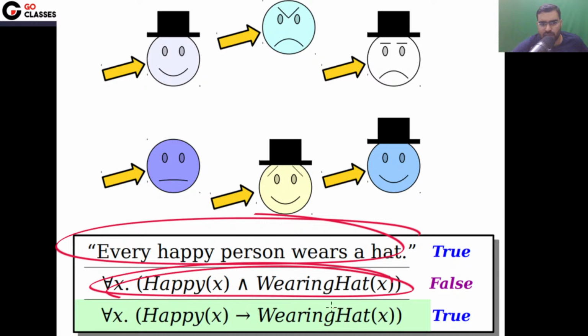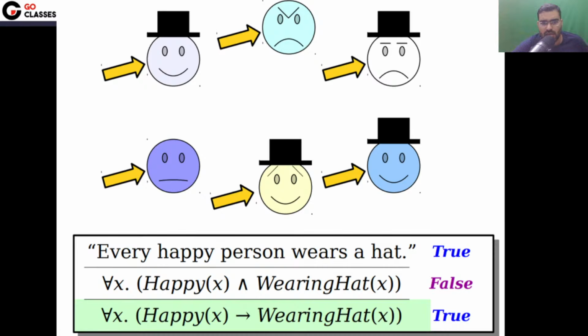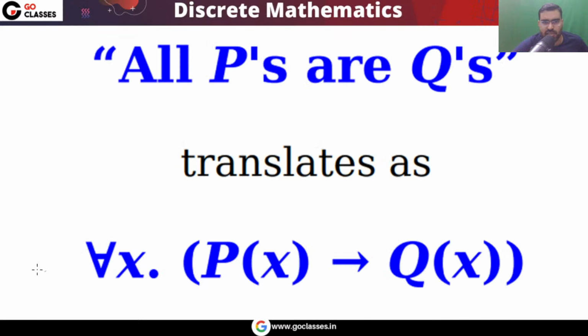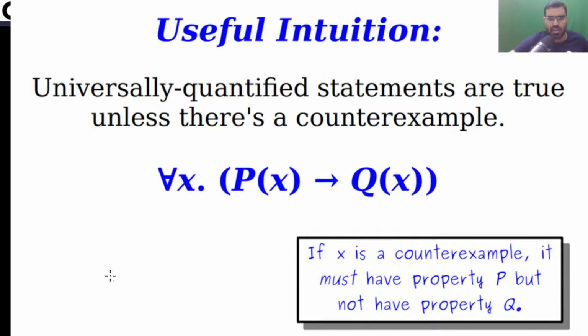The middle statement is false. The last statement is true. So definitely the middle statement is not correct. So if you have all P's being Q's, how will you write it? You will say for every X, if it is P, then it is Q. This is how to write it.